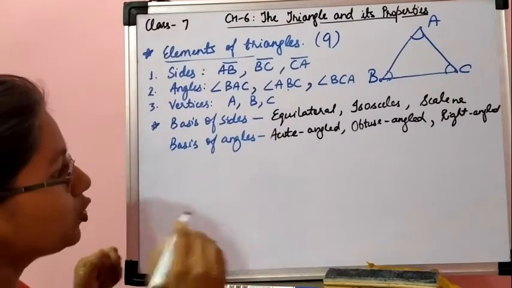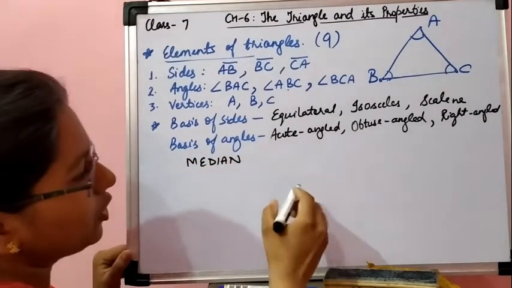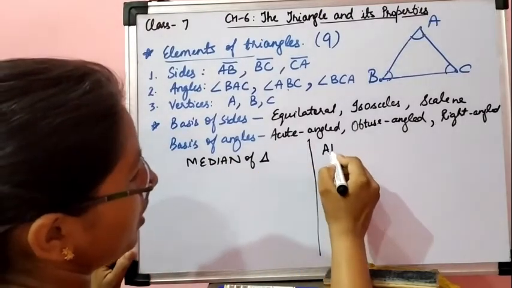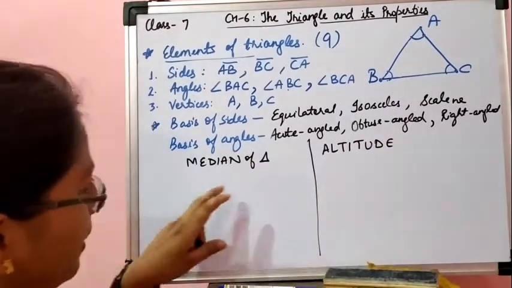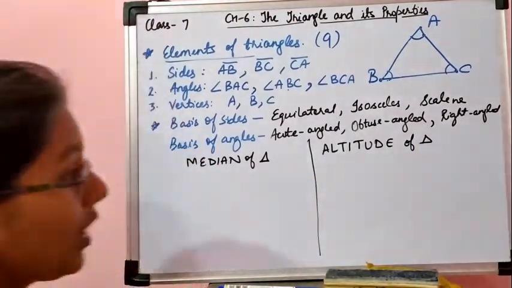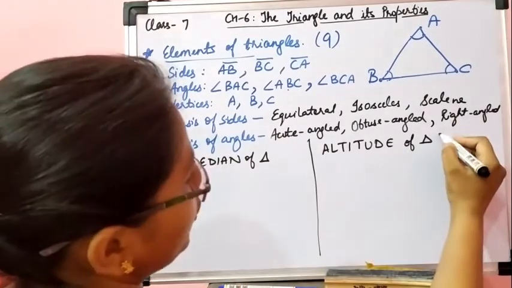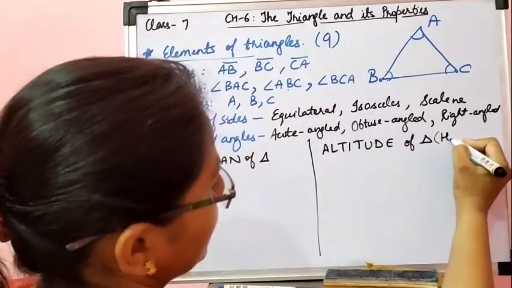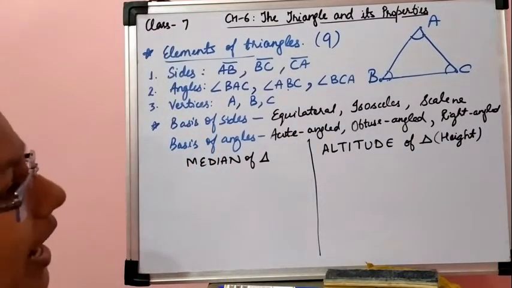Now in this, 2 new terms are coming for you. One is the median of a triangle. And another one is the altitude of a triangle. Just remember the spelling, altitude, altitude of a triangle. Median you can understand, it's something which is coming in the center. And altitude of a triangle, this word is completely new for you. If I write one thing in brackets, you will understand. Altitude in short we can say height of the triangle.